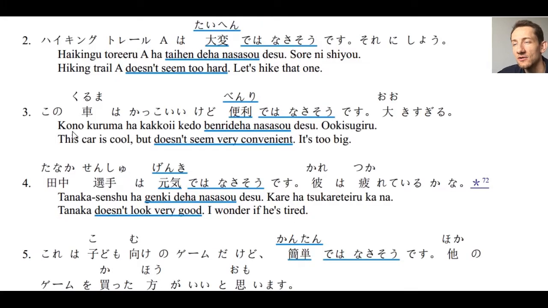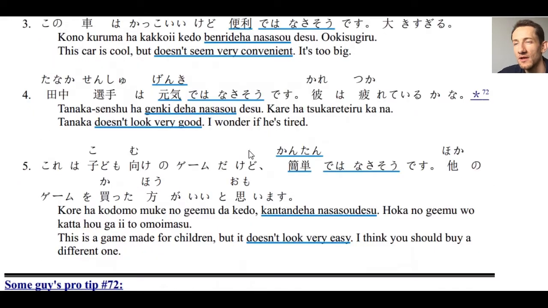Number three, この車はかっこいいけど、便利ではなさそうです。大きすぎる。So that car looks cool. The car is cool, but doesn't seem very convenient. It's too big. Number four, 田中選手は元気ではなさそうです。彼は疲れているかな?